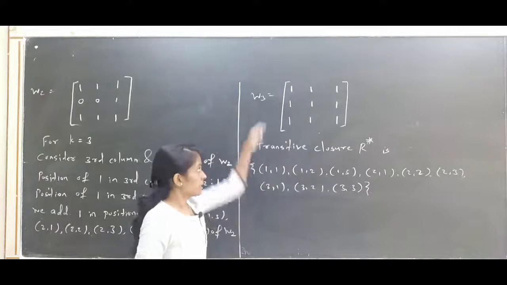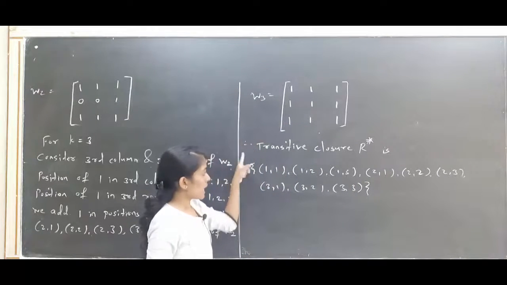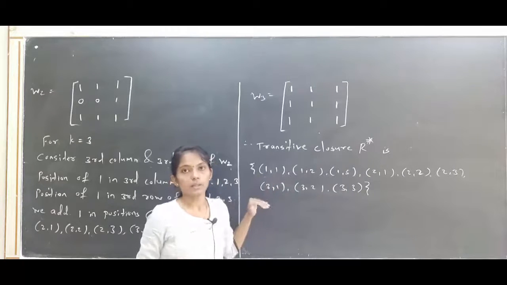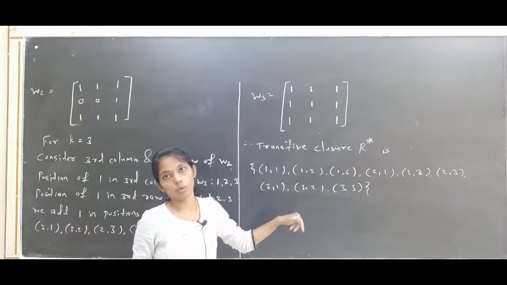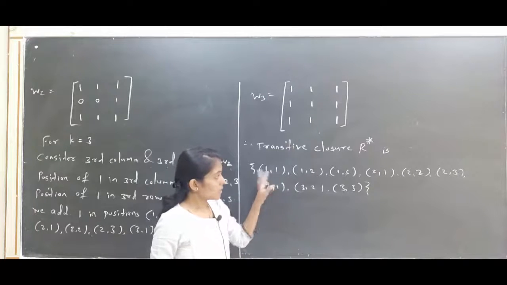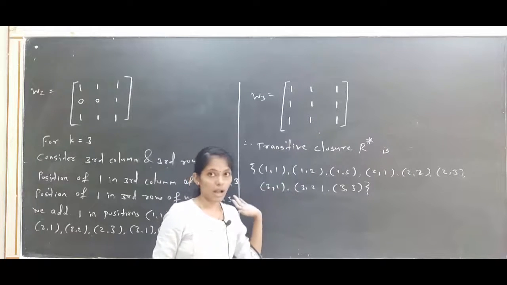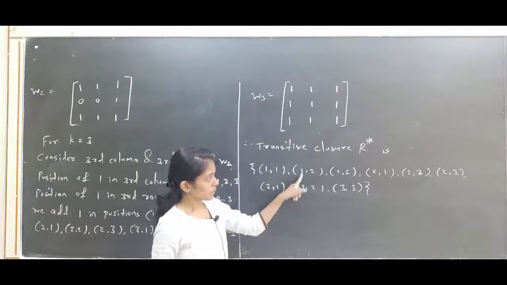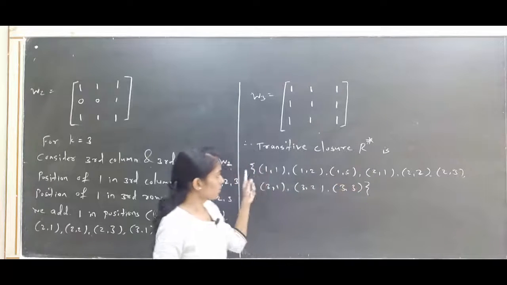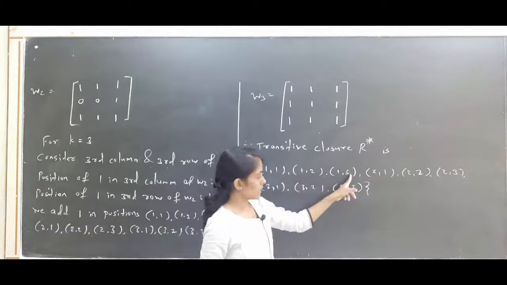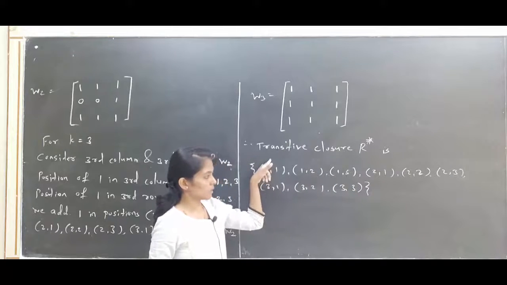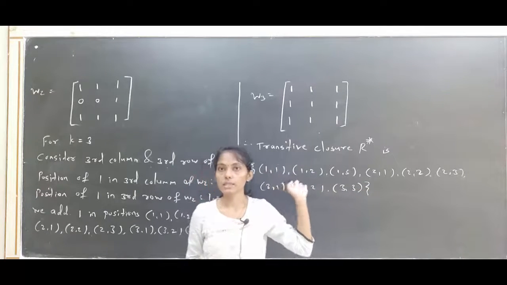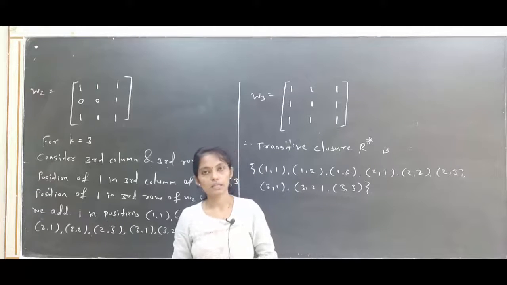1 is placed in all the positions. So R star we get 1 1, 1 2, 1 3, 2 1, 2 2, 2 3, 3 1, 3 2 and 3 3. So this is the transitive closure, right? Now see here, this is the smallest relation R which is transitive. So check whether it is transitive or not. 1 related to 2, 2 related to 1, 1 is again related to 1. 1 related to 3, 3 related to 1, 1 related to 1. Then 2 related to 3, 3 related to 2, 2 related to 2. So this is transitive. So all of you get it, how to find the transitive closure?